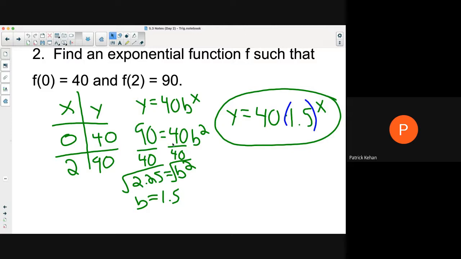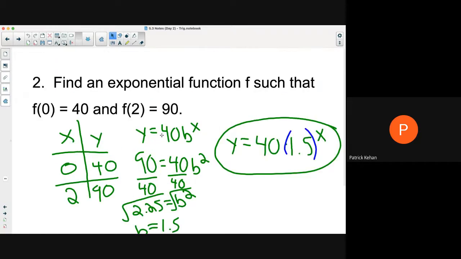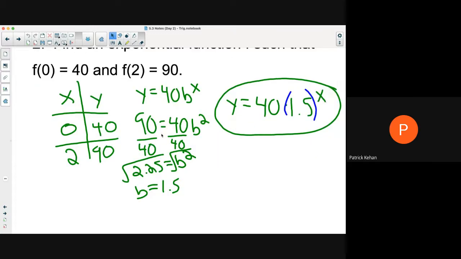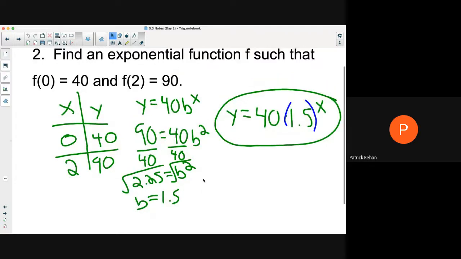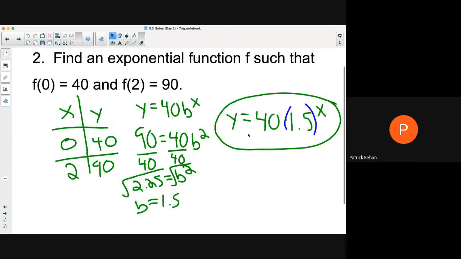So we're first going to divide by 40. You can reduce that to 9/4 or 2.25. It doesn't matter. If this is a decimal, do not round it. You don't want to round anything here until the end. Square root of both sides. Again, plus or minus should apply, but in this particular case, we're not going to work with negative bases. Therefore, b is 1.5, positive only. Once I have b equals 1.5, I have our equation: y equals 40 times 1.5 to the x.